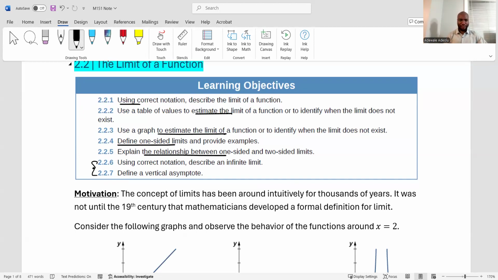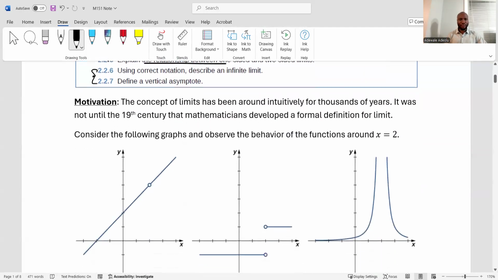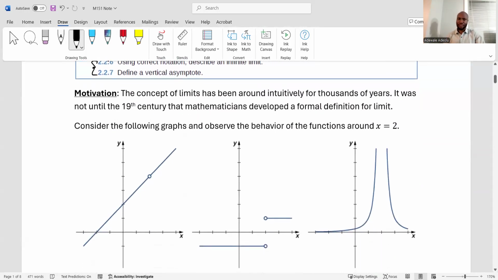Okay, let us get started. So the concept of limits has been around intuitively for thousands of years. It was not until the 19th century that mathematicians developed a formal definition for limits.